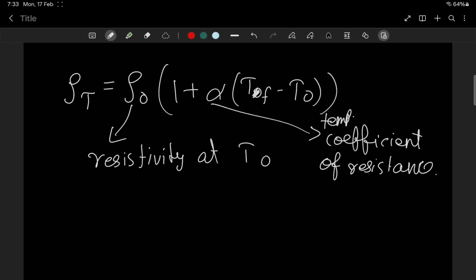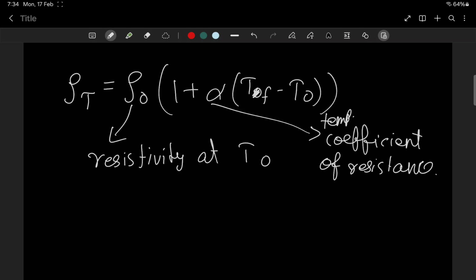This alpha is the same as what you have learned in the chapter on mechanical properties of solids. In the thermal expansion chapter you learned L equal to L naught plus L naught alpha delta T, where alpha is the coefficient of linear expansion. Like that, here also alpha is the temperature coefficient of resistance.